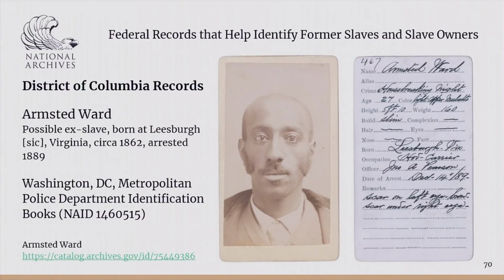And here's another one, also born before the end of the Civil War. Armstead Ward was born at Leesburg, Virginia, about 1862. So he was a child at the time of the Civil War, and this is his picture when he was arrested in 1889. So leave no stone unturned, do reasonably exhaustive research.